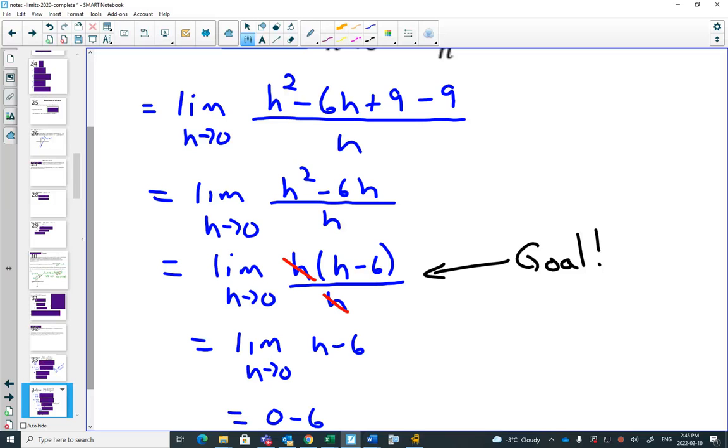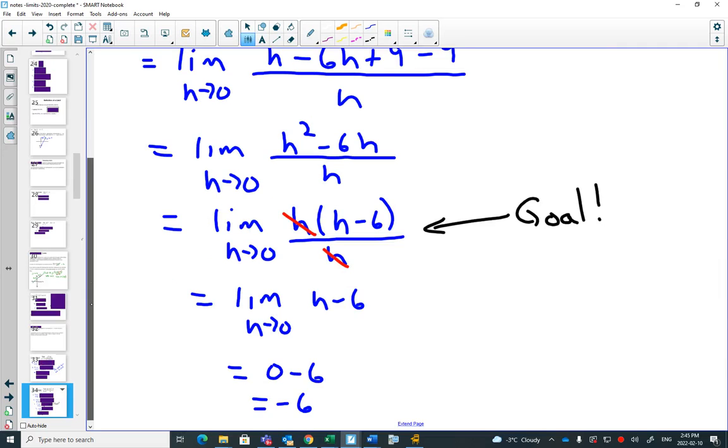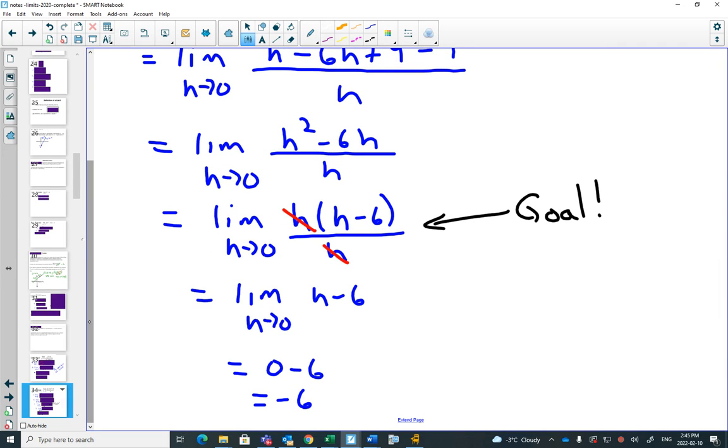Yes, and you have to keep this limit as h goes to 0 all the way until you can plug in 0. So at this point, I can plug in 0 and figure this out. 0 minus 6, I guess. I didn't show you that. It's equal to minus 6. Then you don't need to write the limit part anymore.